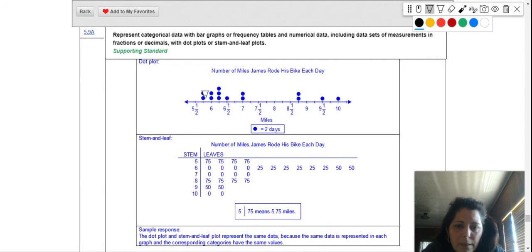Every time something occurred, you're going to place it on the dot plot. Now this is a special dot plot. As you can tell, every dot is equal to 2 days. So this one dot means 2 days, and this one dot means 2 days. And same here with 6. This dot means 2 days, and this dot means 2 days. So he rode his bike 4 times, equal to 6 miles.